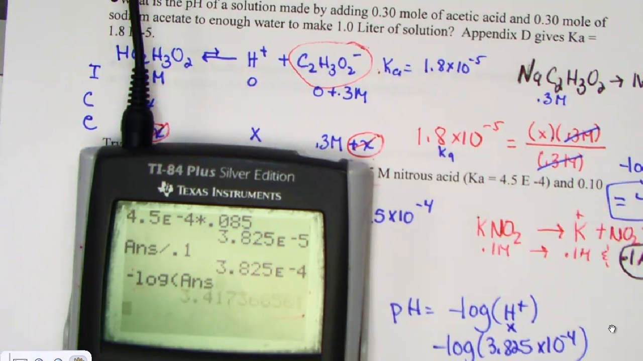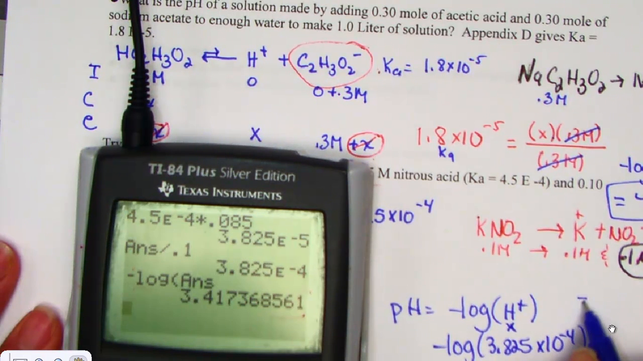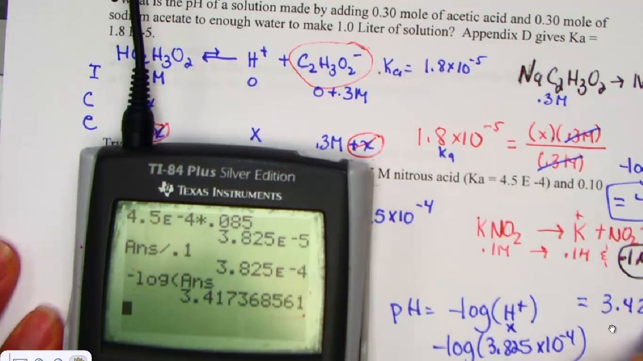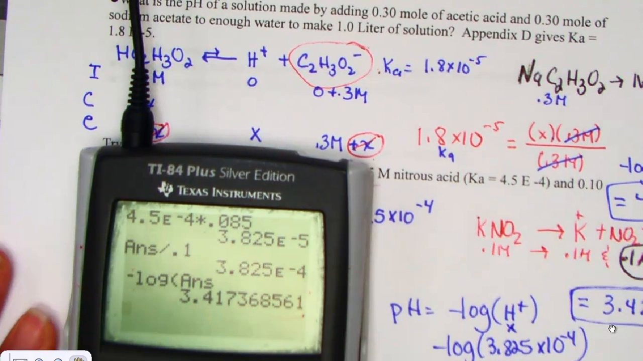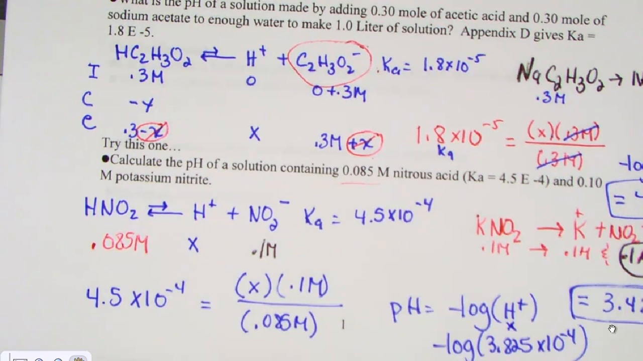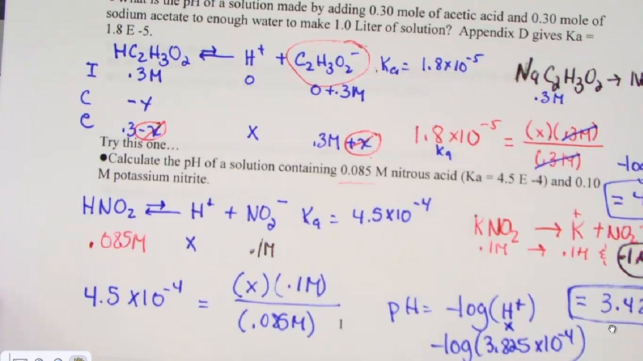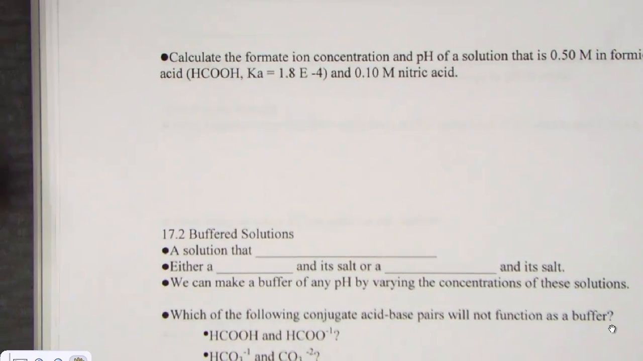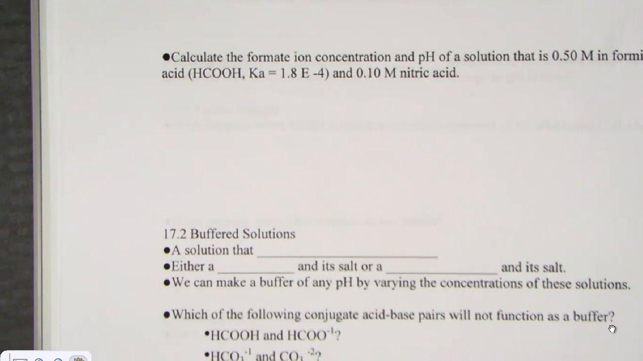Negative log that answer, and we should find our pH directly, 3.42 pH units. Again, a number that makes sense for a pH range of an acid. Let's flip over and see what else is on our agenda here. A couple more problems on common ion.